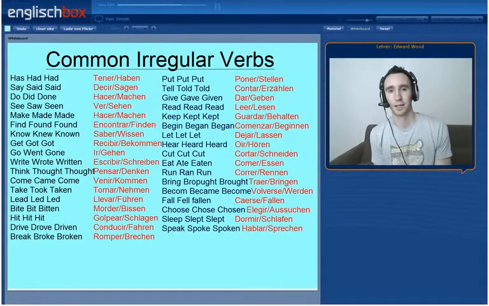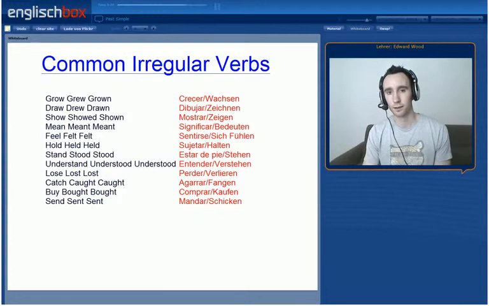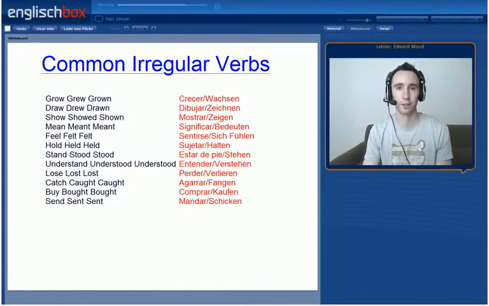So, here's the first list. In a few seconds, I'll move on to the second list. You can pause and learn, and then we'll move on to the next slide. So here's the second slide, and finally the third slide. So these are the most common irregular verbs.